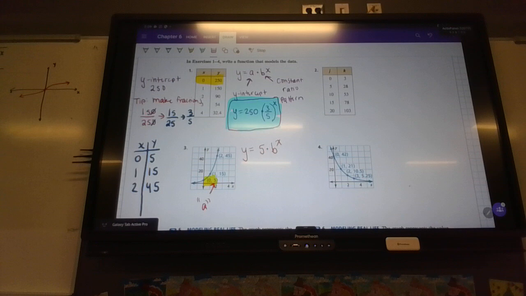All right, one person has it. Avery, do you know the pattern? 2 people, 3 people have it, 4 people have it, 6 people have it. I mean, that's enough for me. What's the pattern? It's timesing by 3 every time. Times 3 times 3. So that means b is 3. So our equation is 5 times 3 to the x power.